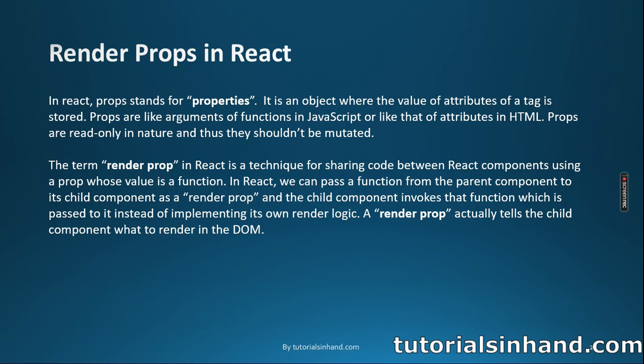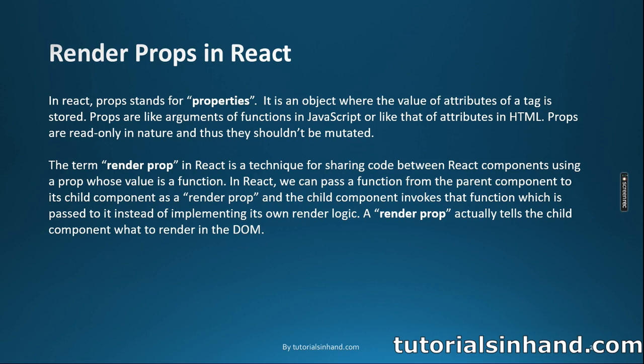The term render prop in React is a technique for sharing code between React components using a prop whose value is a function. In React, we can pass a function from the parent component to its child component as a render prop, and the child component invokes that function which is passed to it instead of implementing its own render logic. A render prop actually tells the child component what to render in the DOM.